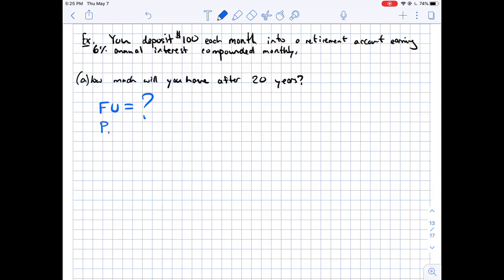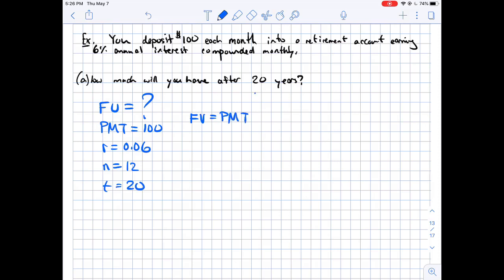We are given the amount of the payment. The payment amount will be $100. We also know the interest rate is 0.06. We have N. N is the number of compounding periods per year. For us, that's going to be monthly, so N is 12. And T is the number of years that we're looking at. T is going to be 20. And so we can go and use our future value formula.